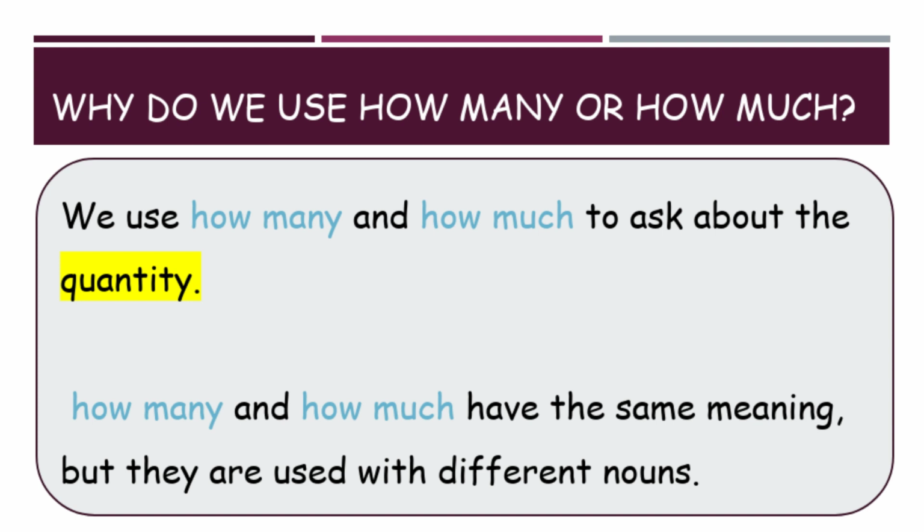Now, how many and how much have the same meaning, but they are used with different nouns, and I'm pretty sure that you've studied the different nouns we have in English. For now, we have two types of nouns, okay? Now let's freshen up your memories a little bit, and then we can move on to our lesson.